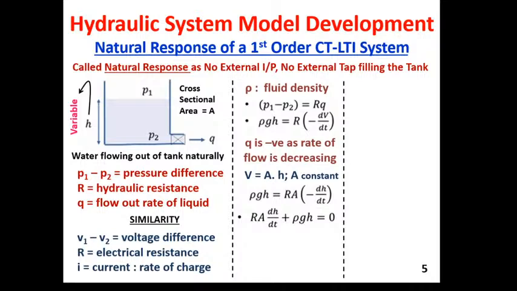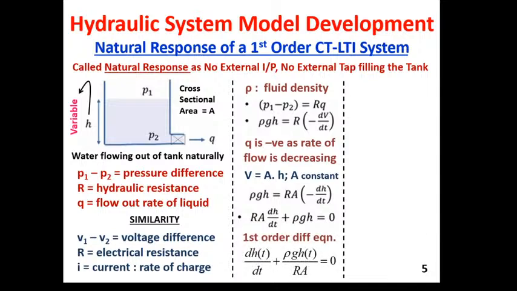dH dt, that is the rate of reduction of height of the liquid inside the container, rho is the fluid density, g is gravity, and h is the height. So we can find there are two terms, one is a 0th order term of H and one is a first order term of H. So this is a very simple first order system with some constants.